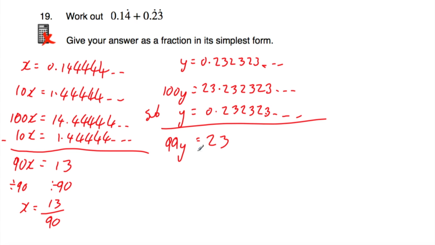So we've got 99y equals 23. So let's divide by 99 and divide by 99, and we get that y is equal to 23 over 99. So that's fantastic. So we now know that 0.144444 is 13/90ths, and we know that 0.232323 is 23/99ths. So we now can just add them together to find our answer.